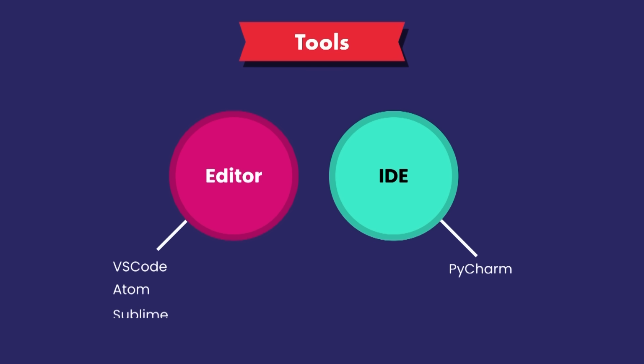In this course, I'm going to use VS Code or Visual Studio Code because that's my favorite code editor. Later in the course, I will show you how to install a plugin or an extension that will convert VS Code to a powerful IDE. So before going any further, head over to code.visualstudio.com and download the latest version of VS Code.